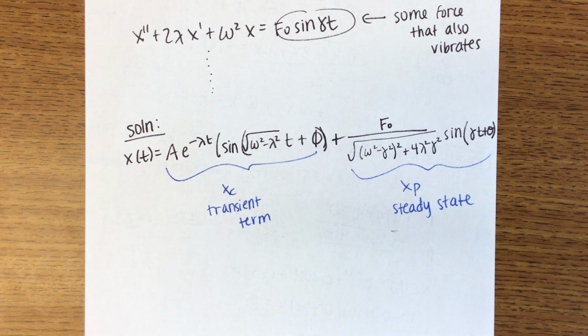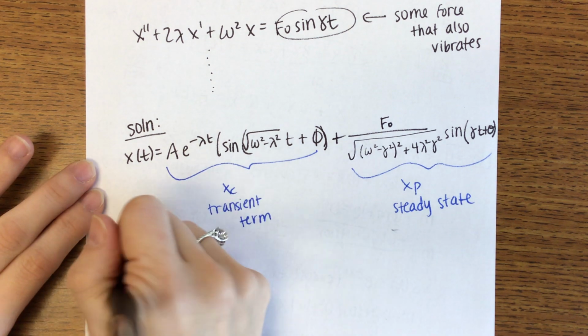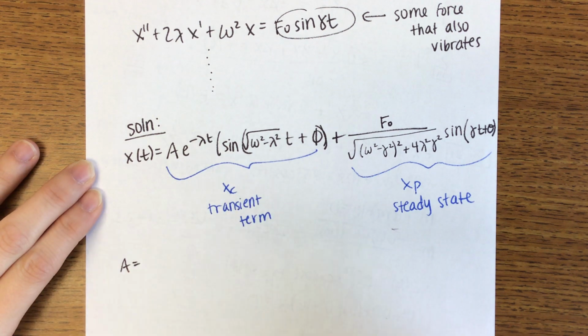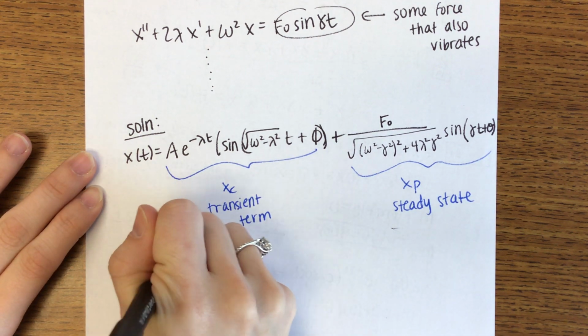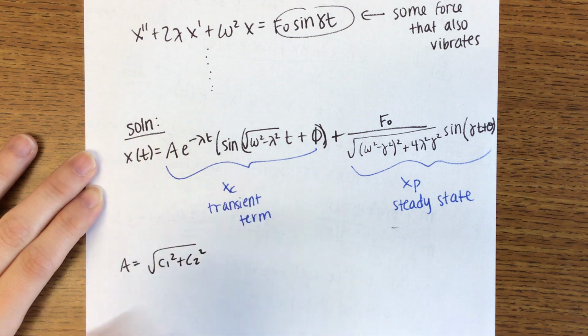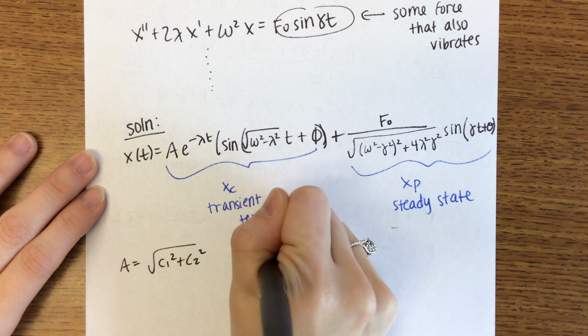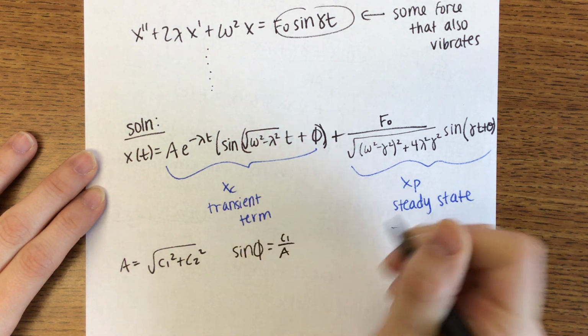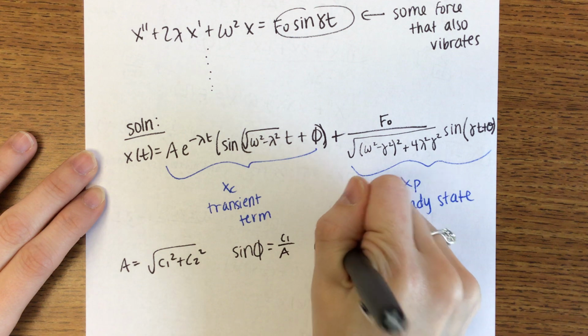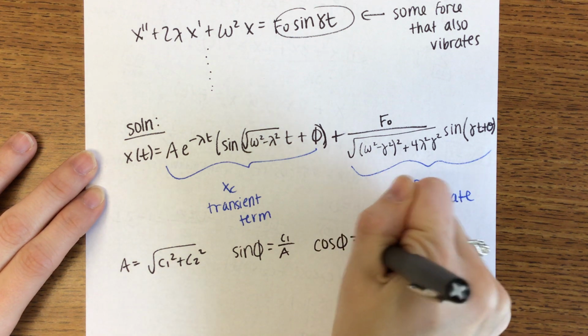So we clearly need to know how to find all of these different variables. A is exactly how you found it before: square root of c1 squared plus c2 squared. To find phi, sine of phi is equal to c1 over A. Cosine of phi is c2 over A.